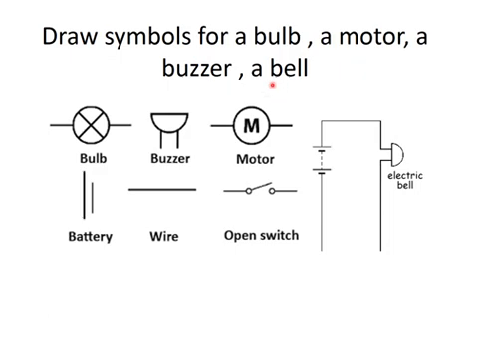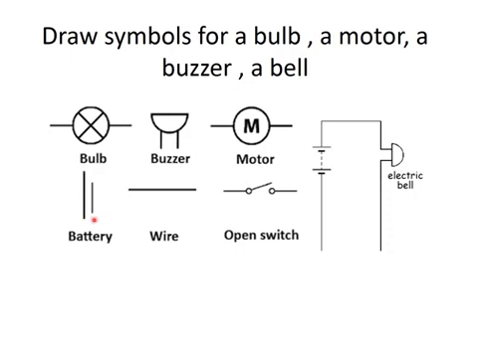So you have been asked to draw the symbols of all these electrical appliances. You can see this is the symbol for bulb. You can see a circle having a cross in it. Then the next one is the buzzer. You can see the symbol for it. Then the motor, it's just like a simple circle. Inside we can write M and the lines on both sides.